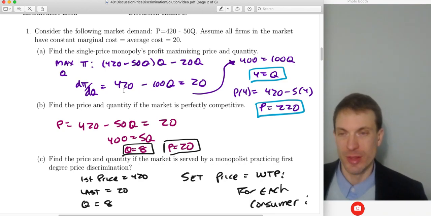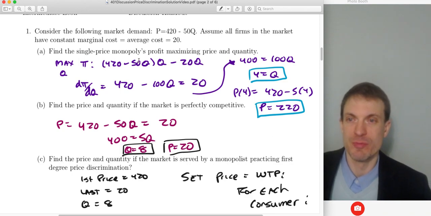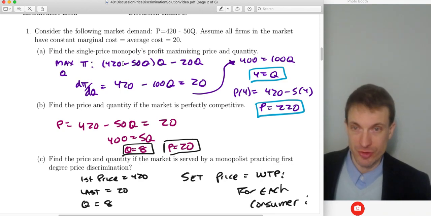So I like to remind students to be able to go from the inverse demand to the marginal revenue. We'll take the exact same intercept, so 420, and then twice the slope to get marginal revenue, right? So go from 50 to 100. Why? Well, there's a derivative here of a q squared, right? So look what's going to happen.